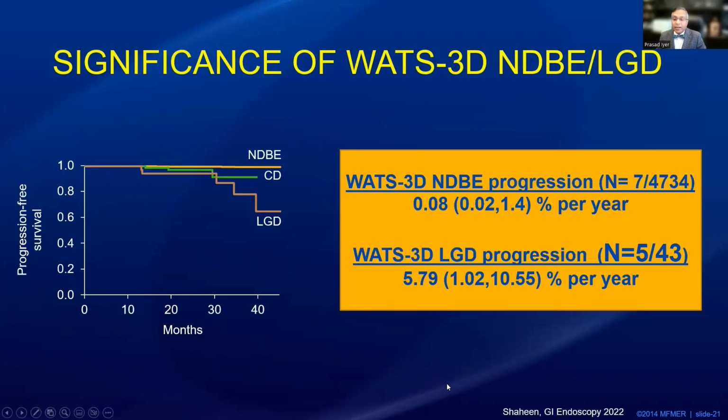There is some limited data published by Dr. Shaheen in GI Endoscopy. This was a retrospective cohort of patients with Watts 3D, no dysplasia or low-grade dysplasia, who were followed in a database. And again, as you can see, the rate of progression with non-dysplastic Watts 3D was very low, and it was higher in the low-grade dysplasia Watts 3D reads. Of note, the numbers of progressors were extremely small, and the total number of samples with low-grade dysplasia was also very small.